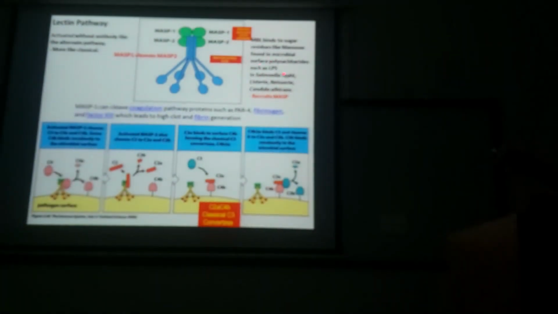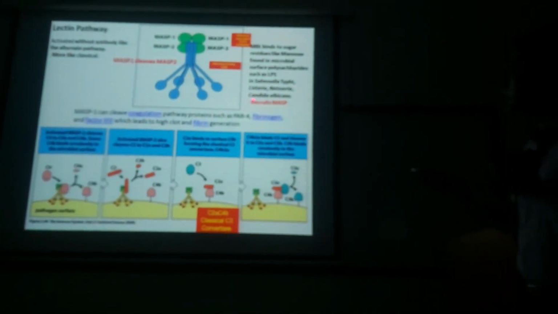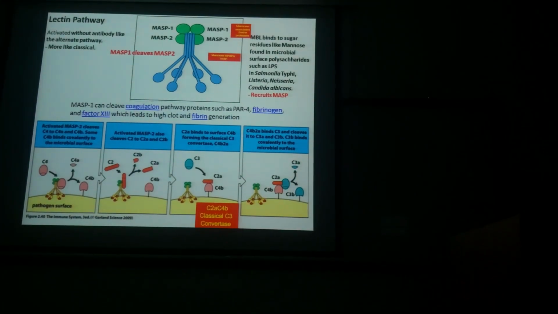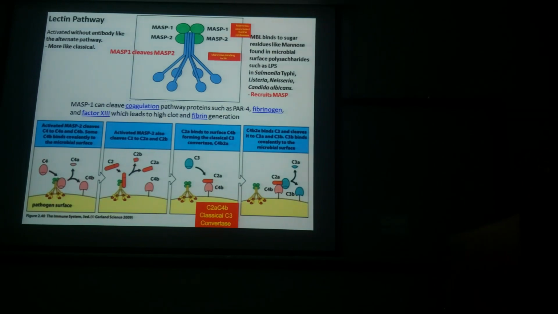And these polysaccharides are present on the surface of pathogens like Salmonella typhimurium, Listeria, Neisseria, Candida albicans, etc. So what happens after the sugar on the surface of the pathogen is bound to the lectin inside your system? These bacteria have entered your body.